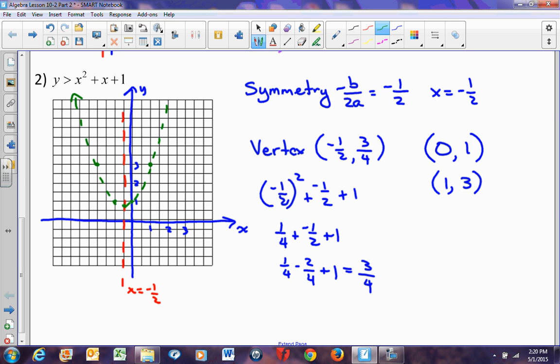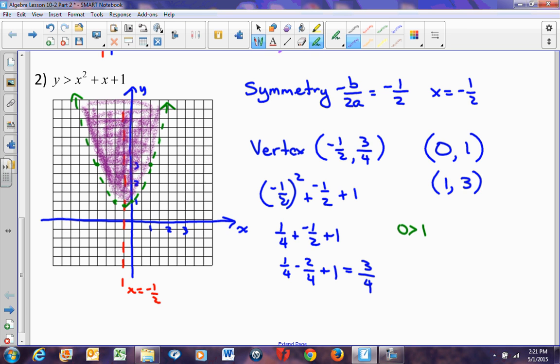Now I'm going to test 0, 0, because 0, 0 is not on my graph. If I test 0, 0, I get 0 is greater than 1. 0 is not greater than 1. So I'm not going to shade where 0, 0 is. That means I have to shade inside of my parabola. So this is where I'm shading for this parabola. It's inside of it. And the last thing I need to do is make sure I label my graph.